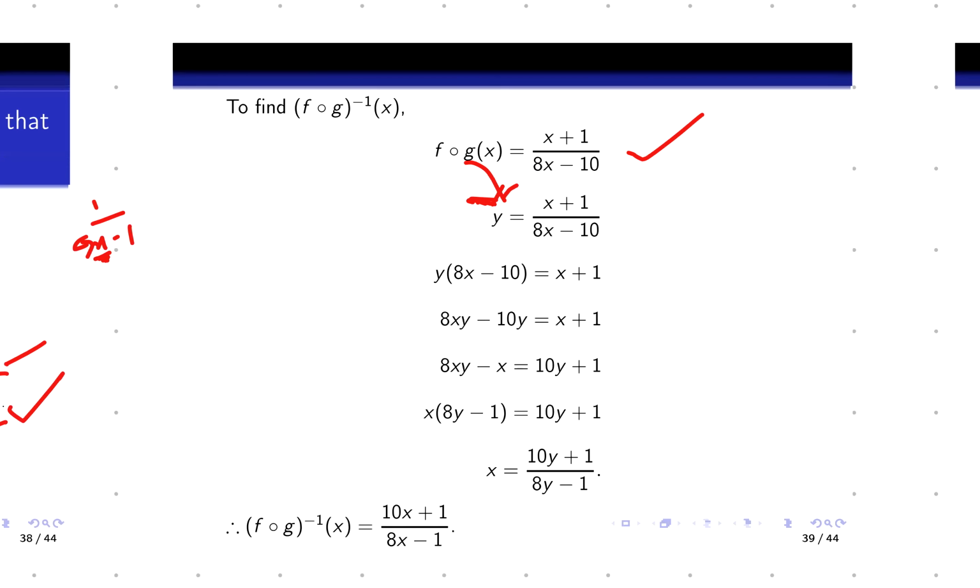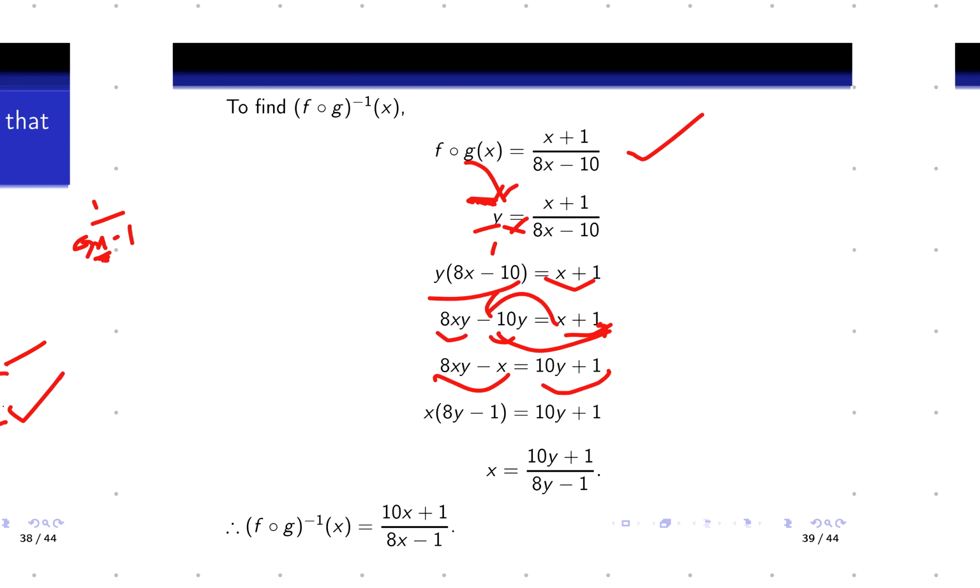So you have y into 8x minus 10, then 1 times x plus 1. If you expand this, you have 8xy plus 10y equals x plus 1. Don't forget, to find the inverse you're looking to make x the subject of the formula. So you can put all the x's together: bring x here, bring 10y here. So you have 8xy minus x, then 10y comes, so it's 10y plus 1.